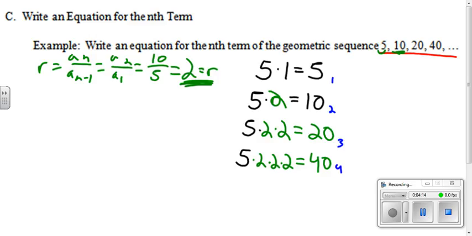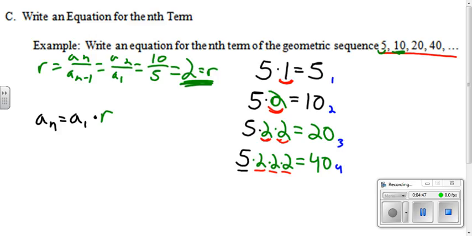So it looks like each time, if we want to find our a sub n, our actual value, we're taking our first value, which is the 5, and multiplying it by our common ratio, our r, a certain number of times. Here, we're multiplying it by r 0 times. Here we're multiplying it by r 1 time. Here we're multiplying it by r twice, and here we're multiplying it by r 3 times.